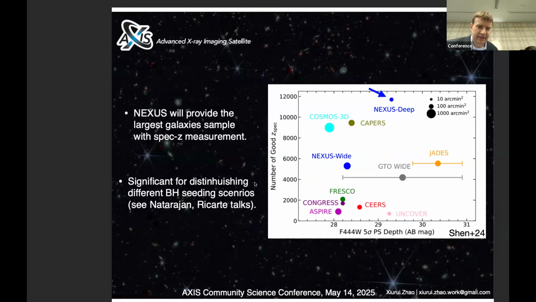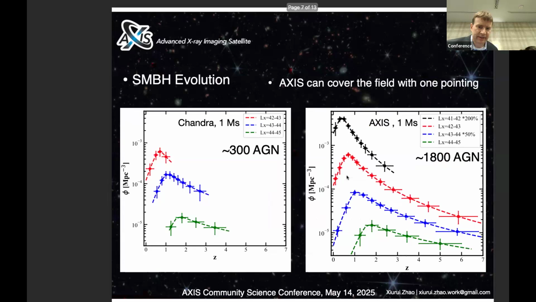The right figure shows the different JWST extragalactic surveys that have been performed. The x-axis is the sensitivity of the different surveys, and the y-axis is the number of good spectroscopic redshift sources. You can see the NEXUS deep field is here. It provides currently the most spectroscopic redshift sources, and the other field is here. We can use this spectroscopic information to study supermassive black hole evolution.